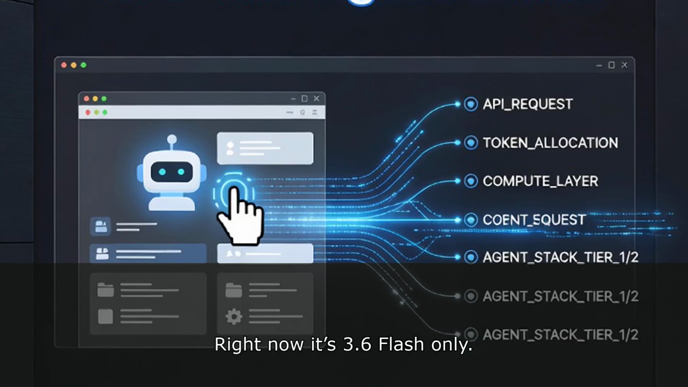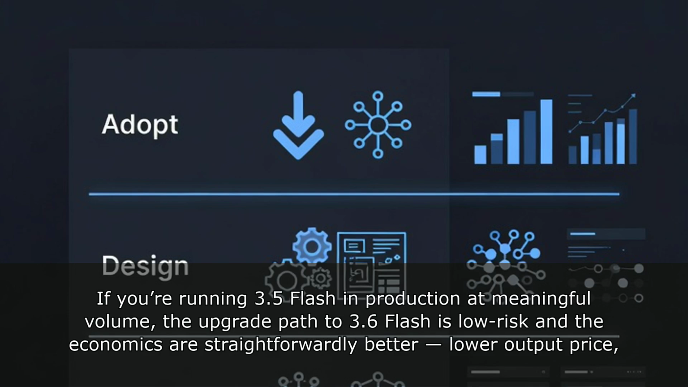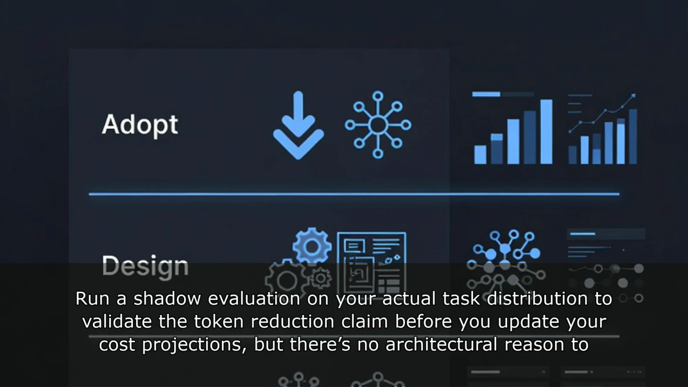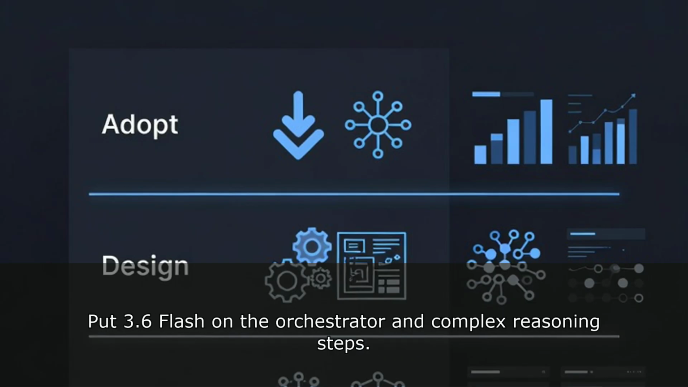The open question is whether Google expands computer use to other models in the family. Right now, it's 3.6 Flash only. Here's how I'd think about this on Monday. If you're running 3.5 Flash in production at meaningful volume, the upgrade path to 3.6 Flash is low risk, and the economics are straightforwardly better. Lower output price, fewer tokens generated. Run a shadow evaluation on your actual task distribution to validate the token reduction claim before you update your cost projections. But there's no architectural reason to wait.